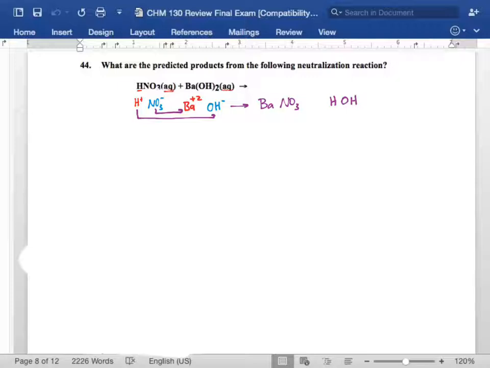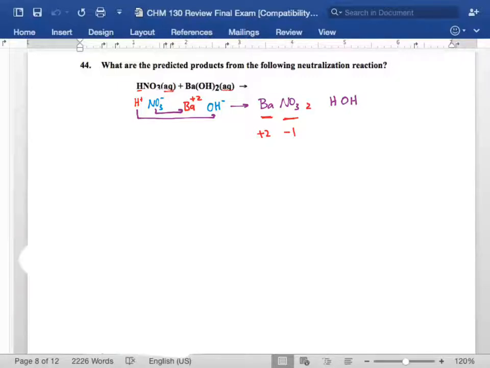Once we've done the swap, we have to make sure that we've balanced those proper products. Not balancing the equation, balancing the product. What is the charge on barium? A plus 2. What is the charge on nitrate? Minus 1. That formula is not balanced. How would I balance it?